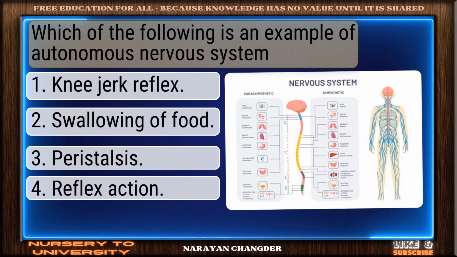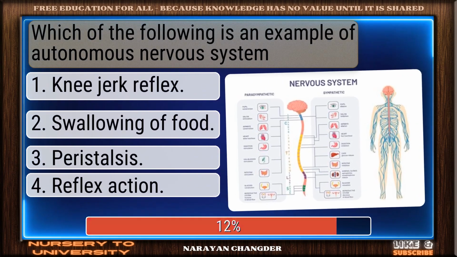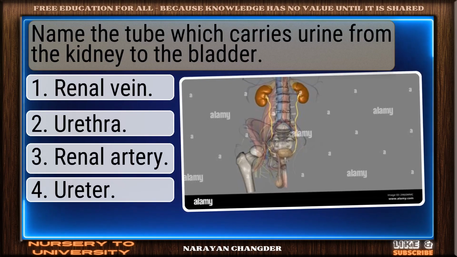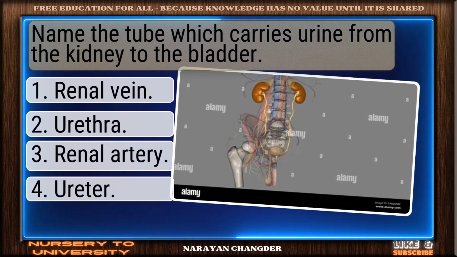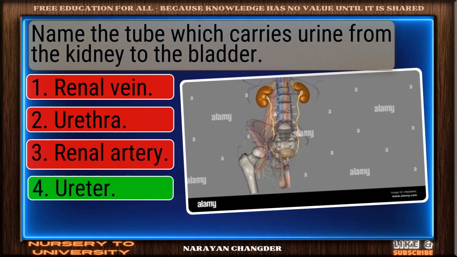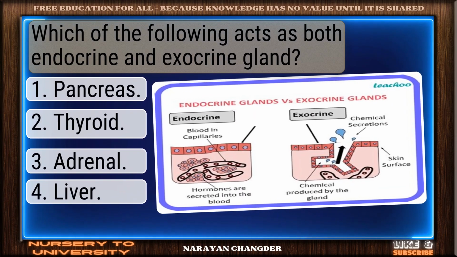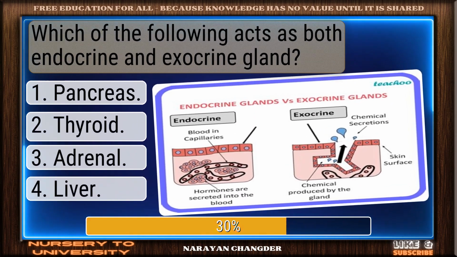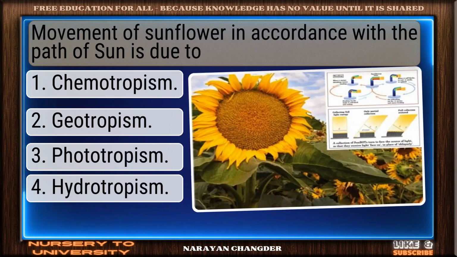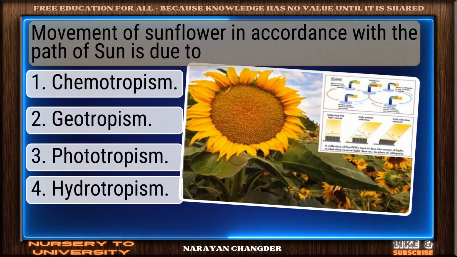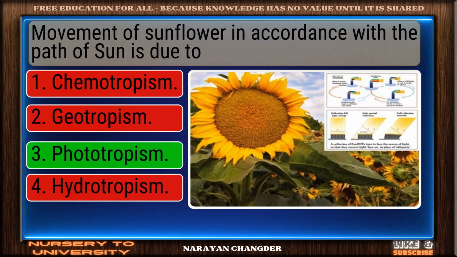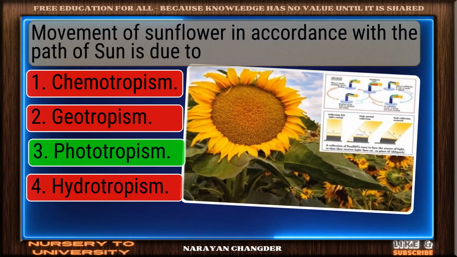Which of the following is an example of autonomic nervous system? Smart move. Peristalsis is accurate answer. Name the tube which carries urine from the kidney to the bladder. Exactly. Ureter makes sense. Which of the following acts as both endocrine and exocrine gland? Well picked. Pancreas is correct. Movement of sunflower in accordance with the path of sun is due to. Valid point. Phototropism is true.